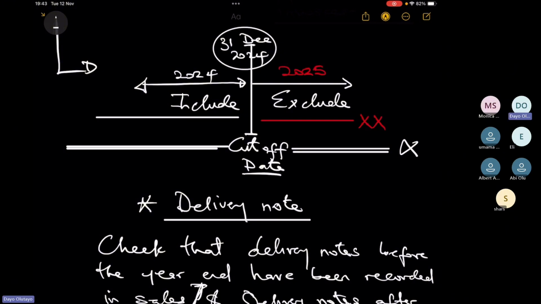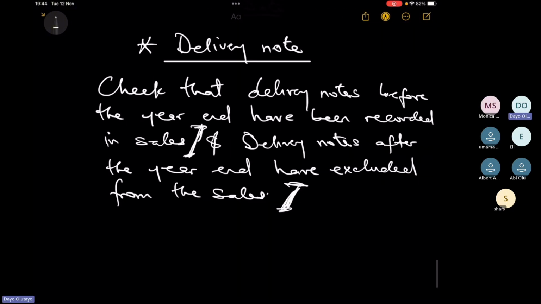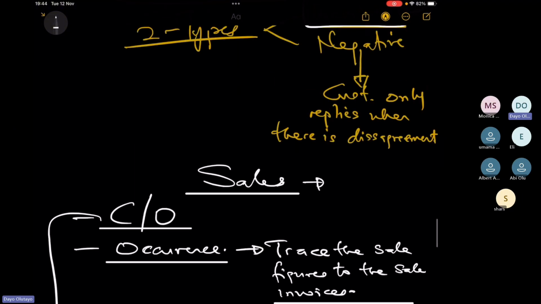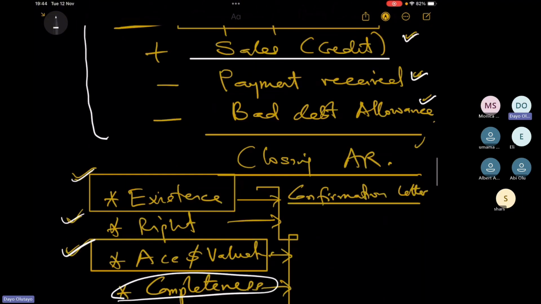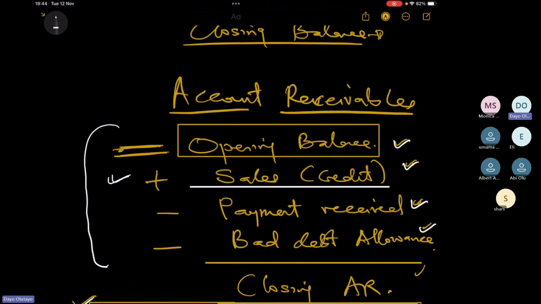Because that means that delivery was done after the year end, and in that case, the revenue would not be meant for 2024 and is now for 2025 because the delivery happened after the cutoff date, right? So that is cutoff testing for revenue. Very important, and you need to know how to do it because it affects your accounts receivable. So that will address those procedures.